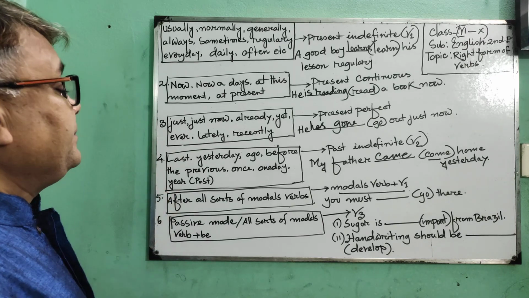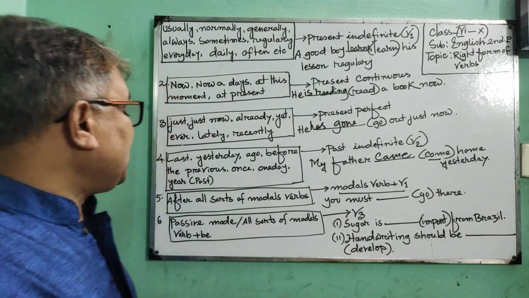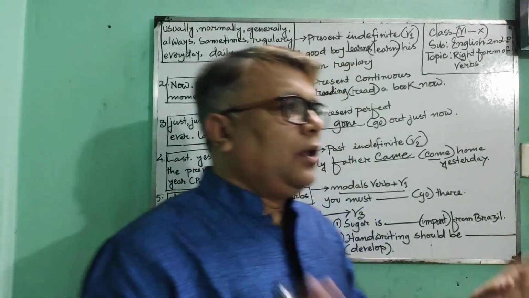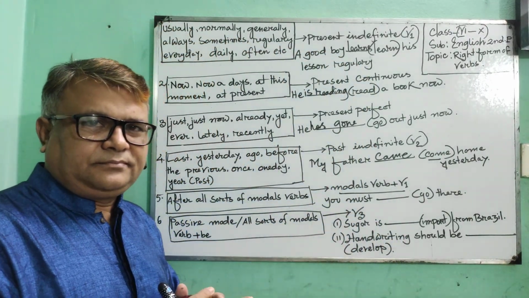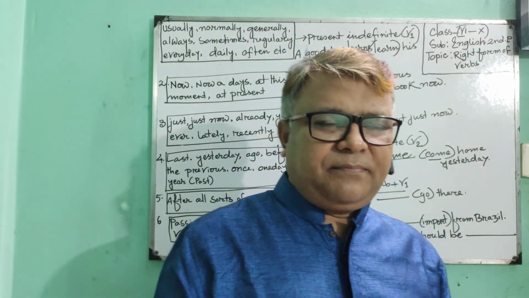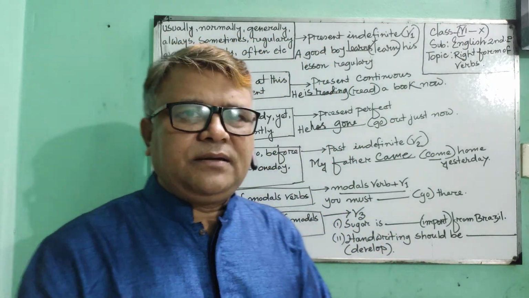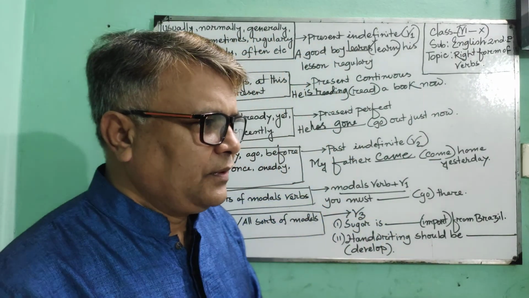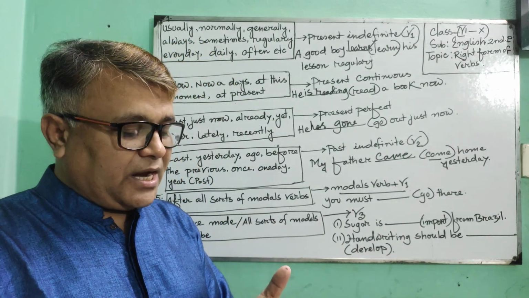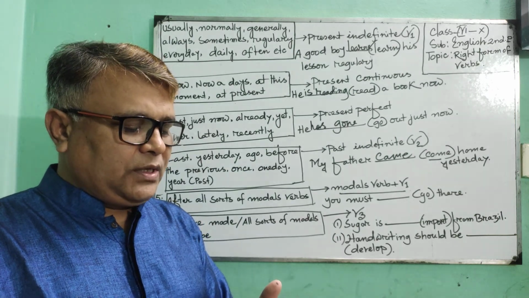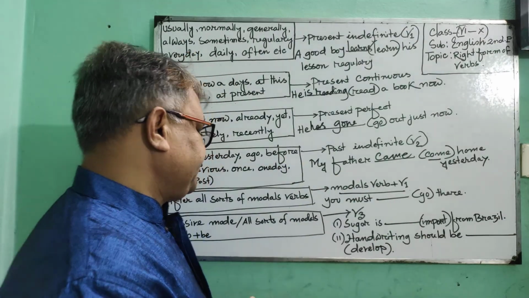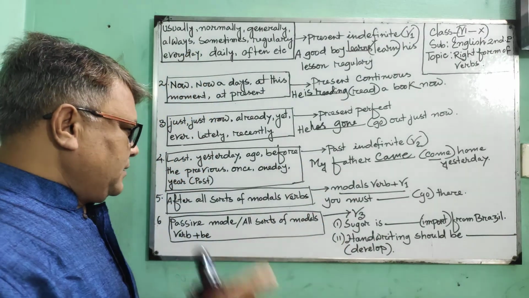Rule 5. Dear learners, you know that there are also some modal verbs. Now you can ask me, what are modal verbs? Previously I discussed with you, modal verbs mean can, could, may, might, shall, should, ought to, have to, has to, is going to, are going to, am going to. These are modal verbs.